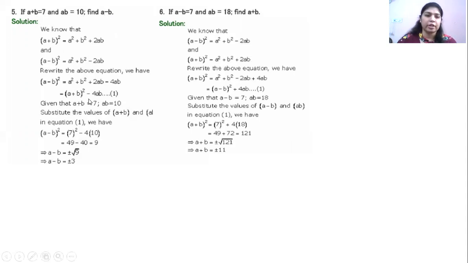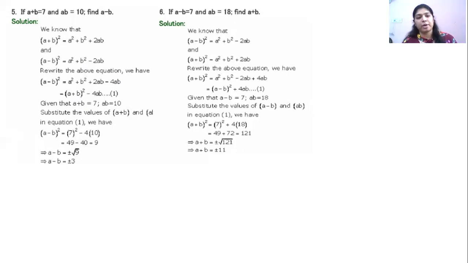Since we have done in our identities that (A plus B) whole square minus (A minus B) whole square gives you 4AB. If it is easy for you to memorize this one, then you can. Otherwise, you just evaluate that identity again. (A minus B) whole square is equal to (A plus B) whole square minus 4AB. If you want to evaluate, then you can. But if you can memorize identity number 4, then you can also.